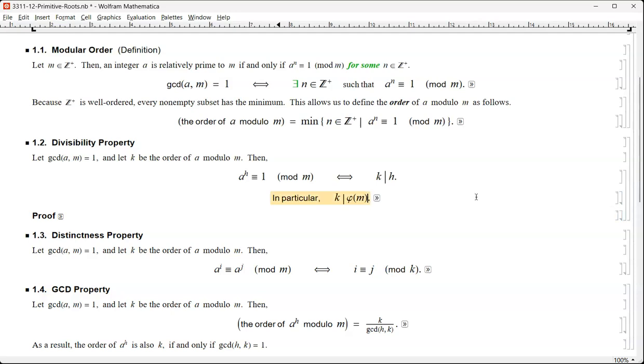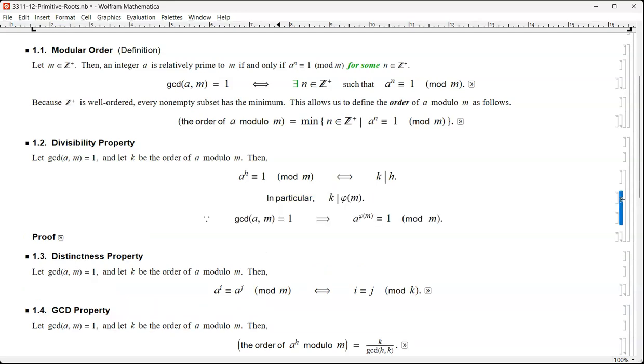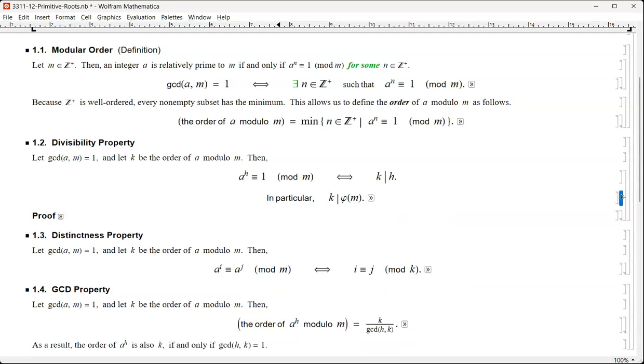By the way, in particular, k divides phi of m, and that's because this Euler-Fermat theorem is always true for phi of m. So k divides phi of m because of this divisibility property. If we prove it, of course, and we will prove it shortly.